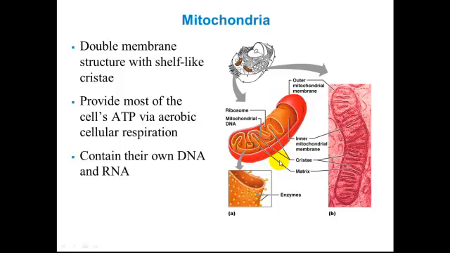Mitochondria, interestingly enough, have their own DNA and RNA, and this allows them to be a source of something called mitochondrial DNA. These are heavily laden with enzymes, and these enzymes allow for the production of ATP. So we can think of the mitochondria as the powerhouses of the cell.